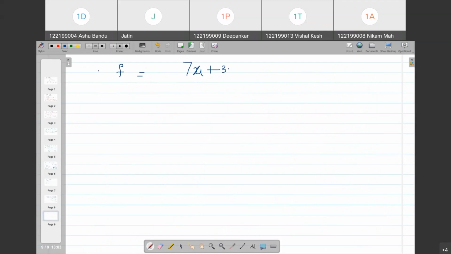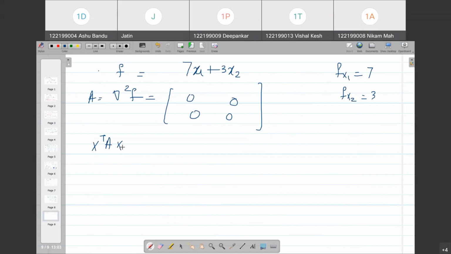Just find the Hessian. What will its Hessian be? Suppose I don't know whether this is convex or not. Find the Hessian. F with respect to x1 is 7. F with respect to x2 is 3. And if I take the second order derivative, everything is 0. So if I call this my matrix A, obviously x transpose AX is always 0, which is always greater than or equal to 0. Therefore this is a convex function.